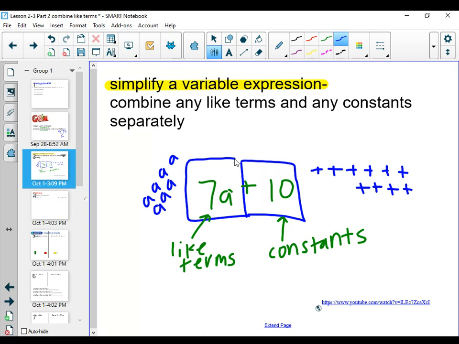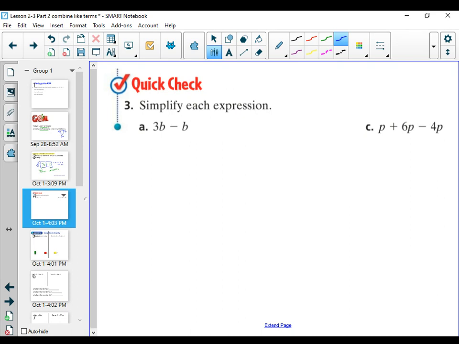Pause if you need more time. So I see some like terms here. I see 3B and, a hidden number, 1B. I'm going to combine those. And I always think of something usually silly with that variable. 3 bananas. I give 1 banana to my friend. Now I'm left with 2 bananas.